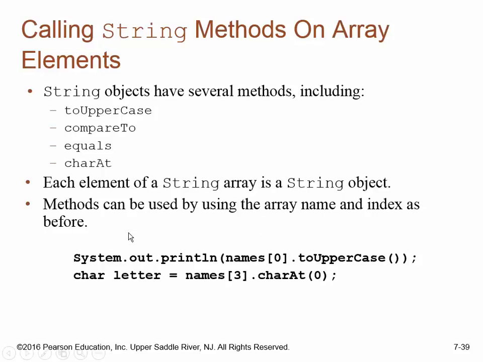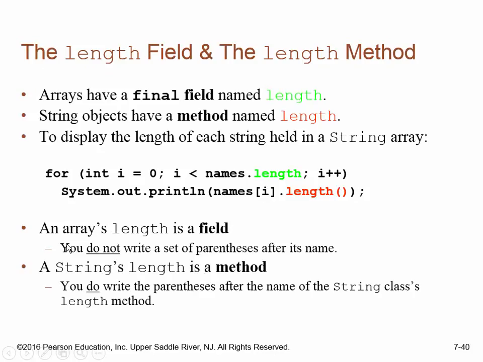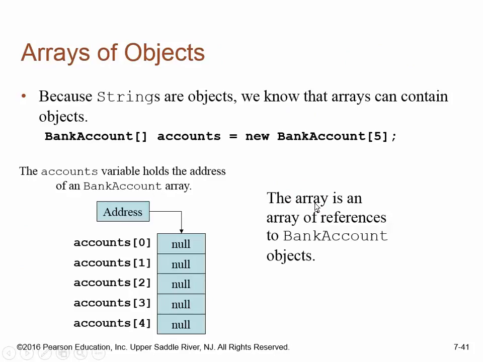Methods can be used by using the array name and index as before. So here's an example. Again, arrays have a field named length. You can't change that. So length can never appear on the left-hand side of an equal sign. Also, do not write parentheses after that. This is a property, it's not a method. All right. On the other hand, when you work with a string length, that is a method, so a string length does have parens after it. It's a little bit confusing. That's just the way they set it up.